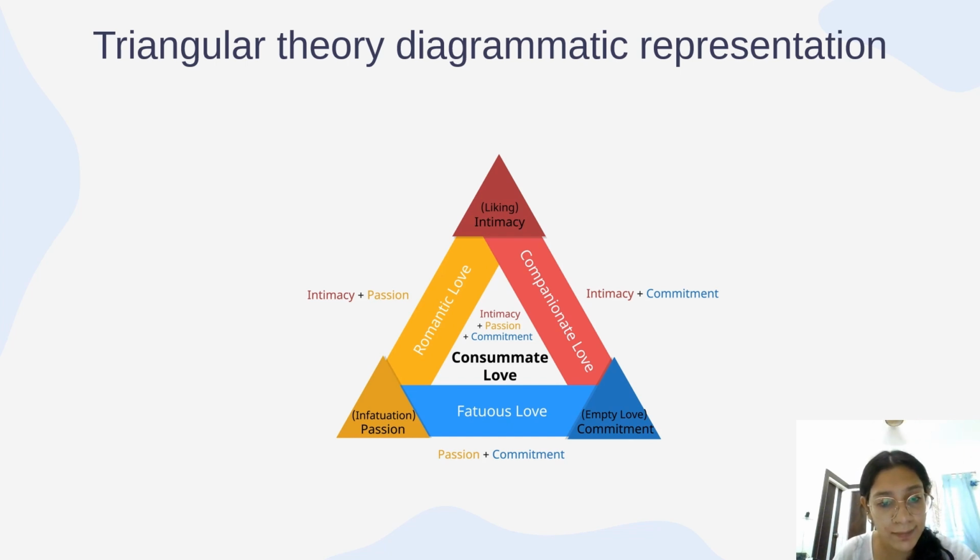So this is basically Sternberg's triangular theory of love, and it's very common. It's talked about a lot. It's a very popular discourse, and it really sets the tone for how relationships are at their essence, like what is really needed in a relationship.